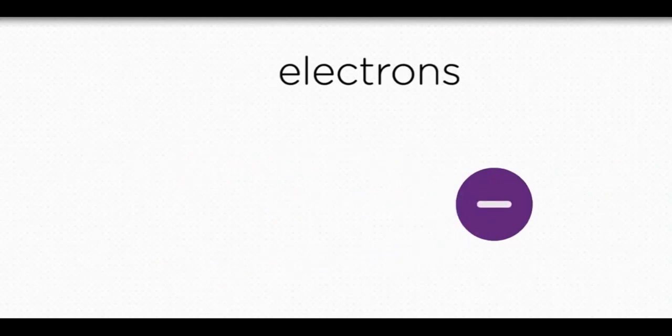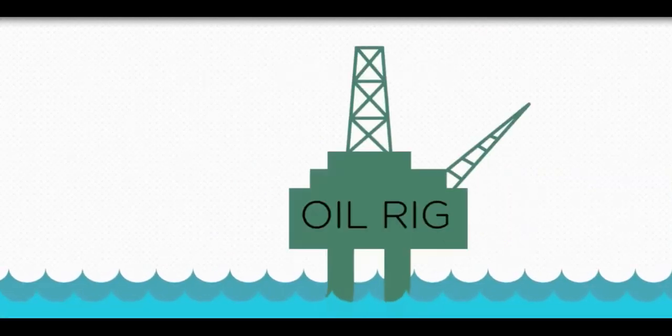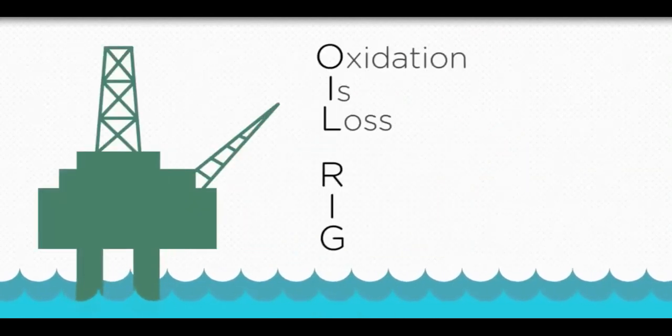Similarly, when electrons are lost, it is oxidation. If it is difficult to remember, the mnemonic OIL RIG might help. That is, oxidation is loss, reduction is gain.